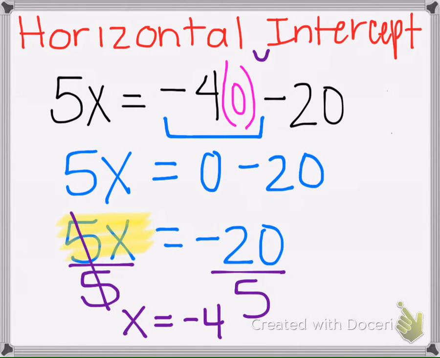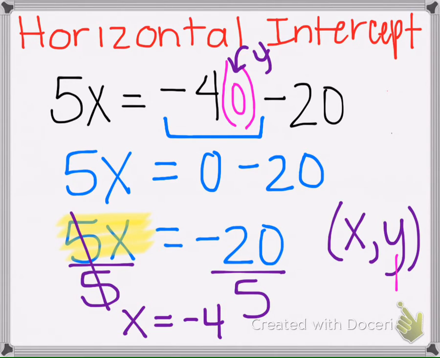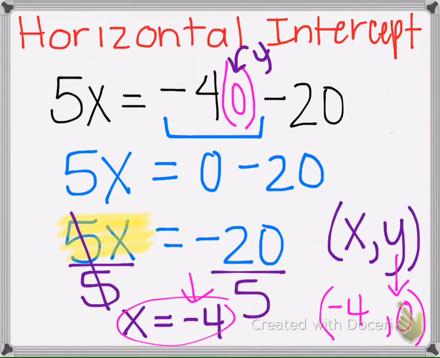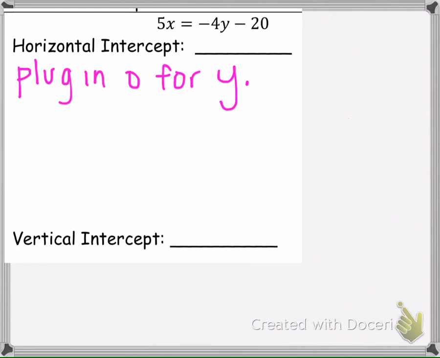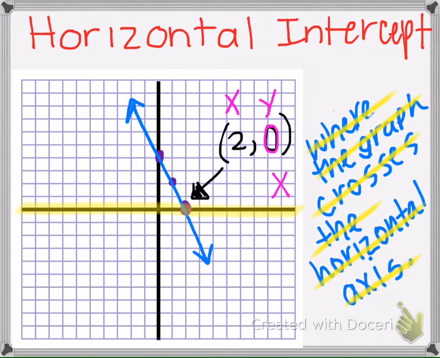So when we plugged in a y of 0, and remember in our ordered pair, x comes first and then y, we got an x value here of -4. So that is where the graph crosses the horizontal axis. So that would mean it would cross right here.